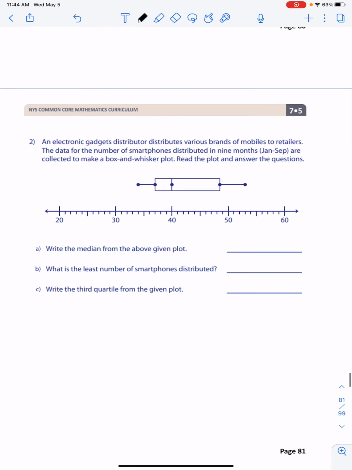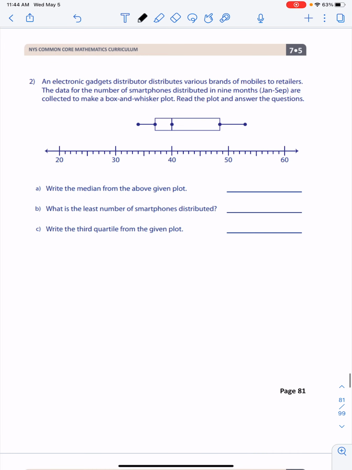Our next question says an electronics gadgets distributor distributes various brands of mobiles to realtors. The data for the number of smartphones distributed in 9 months from January to September are collected to make a box and whisker plot. That's another word for box plot. Read the plot and answer the questions. So again, we would do the same thing. It says write the median. Well, the median is the middle one right here. So our median right there is 40.